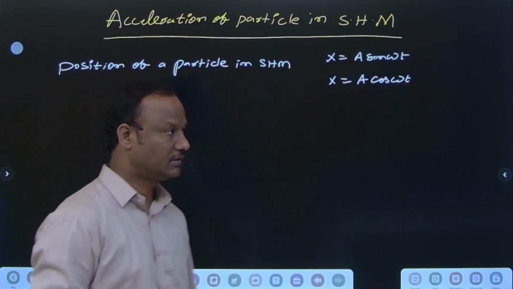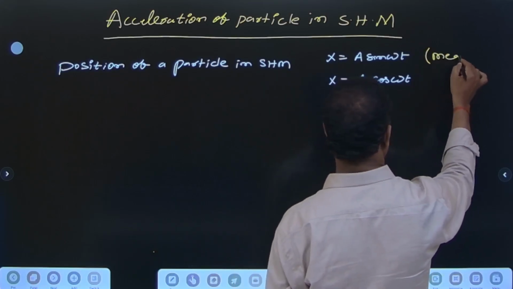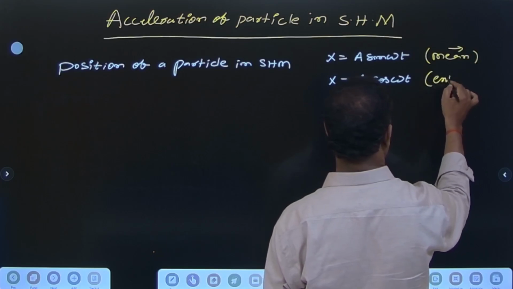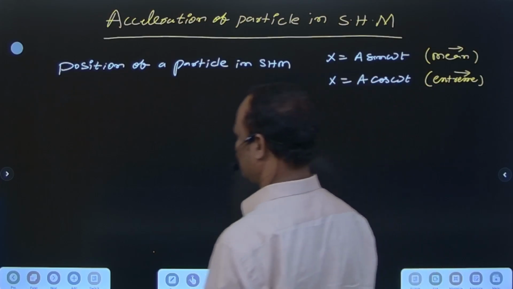Both we can write. This one starts from the mean position. And this one starts from where? The extreme position.